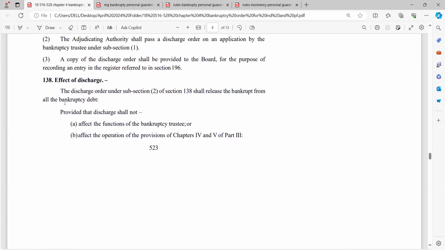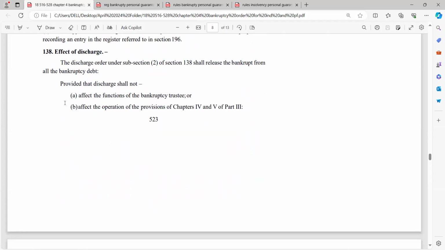138 effect of discharge। The discharge order shall release the bankrupt from all the bankruptcy debt। ठीक है, अब यहां पर बात क्या करने लगा, वो बैंक्रप्सी डेट की बात करने लगा। ठीक है, सारे डेट से डिस्चार्ज नहीं हुआ, वो सिर्फ बैंक्रप्सी डेट से। अब बात यह है कि बैंक्रप्सी डेट भी कहीं डिफाइंड है क्या?